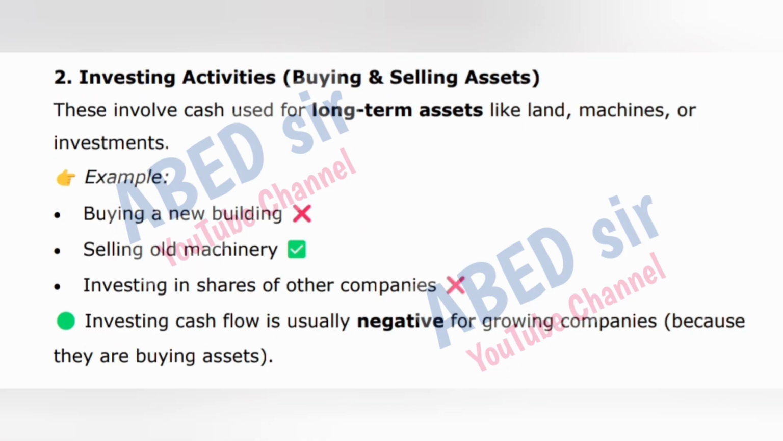2. Investing activities: buying and selling assets. These involve cash used for long-term assets like land, machines, or investments. Example: buying a new building, selling old machinery, investing in shares of other companies. Investing cash flow is usually negative for growing companies because they are buying assets.